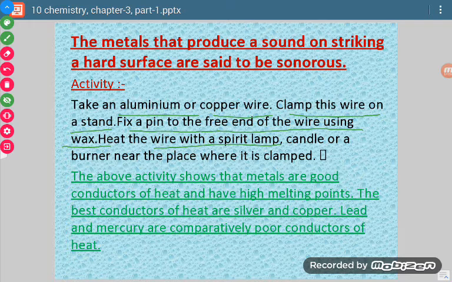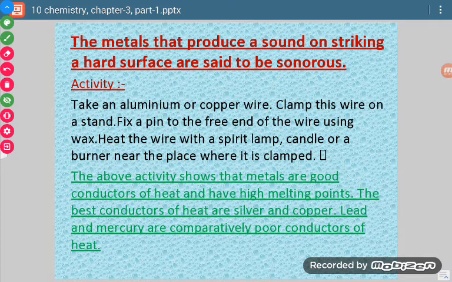Okay, so heat will travel from one end where it is being heated to the other end where we are not heating, and after some time we will find that the other end is also hot. So it means heat travels through the metal. Now heat has traveled, how will we see? We have fixed the pin with the help of wax. If heat has come near the wax, then the wax will melt and our pin will fall down. So if our pin falls down, it means that metals allow heat to pass through them. Okay, so they are very good conductors of heat.